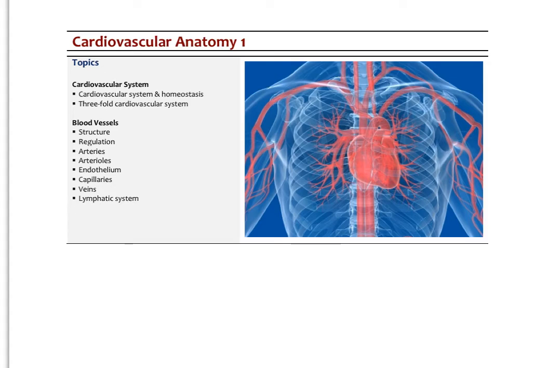This will be the first video in the cardiovascular module. In this video, we'll look at the basic anatomy of the cardiovascular system and how it helps to maintain homeostasis. And then we'll look at the structure of blood vessels and the whole arterial and venous and capillary system.